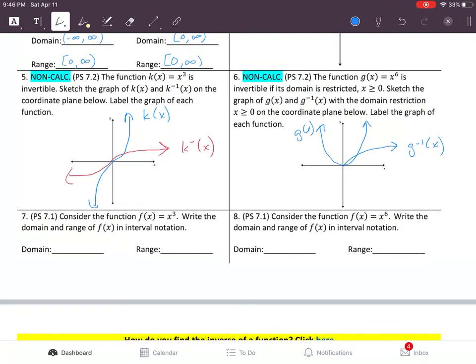So in question 7, it says, consider the function f of x equals x to the third, write the domain and range. Well, x to the third is the same thing as number 5, the k of x. So the domain is going to be from negative infinity to positive infinity, from left to right. The range from bottom to top is going to be the same thing.